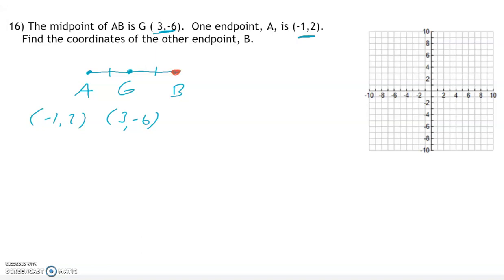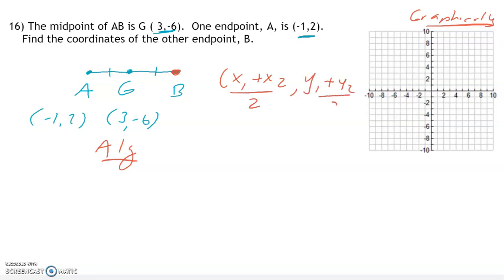I'm going to go about this two ways, the algebraic way and graphically as well. It depends on which one you like more. Let's start with the algebraic way. The midpoint formula is (x1 + x2) divided by 2, the average of the x's, and the average of the y's. The only difference is we're working with this formula backwards.